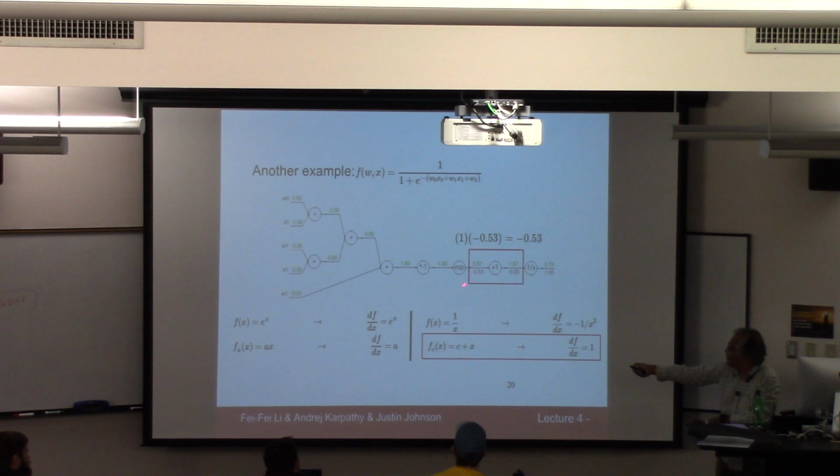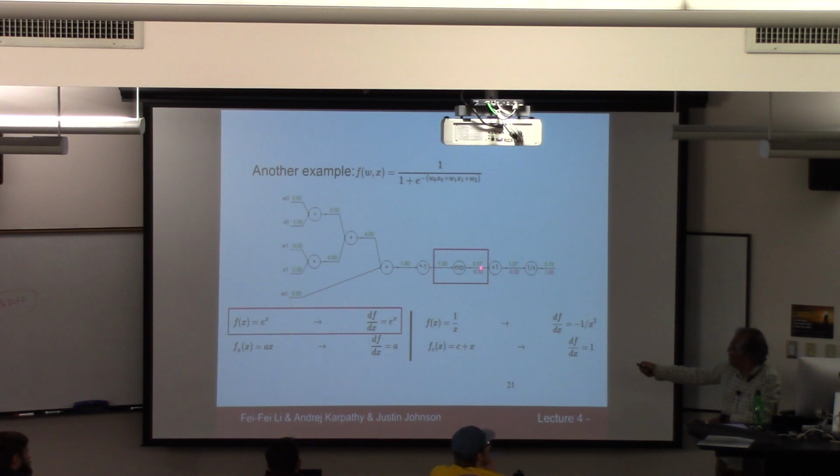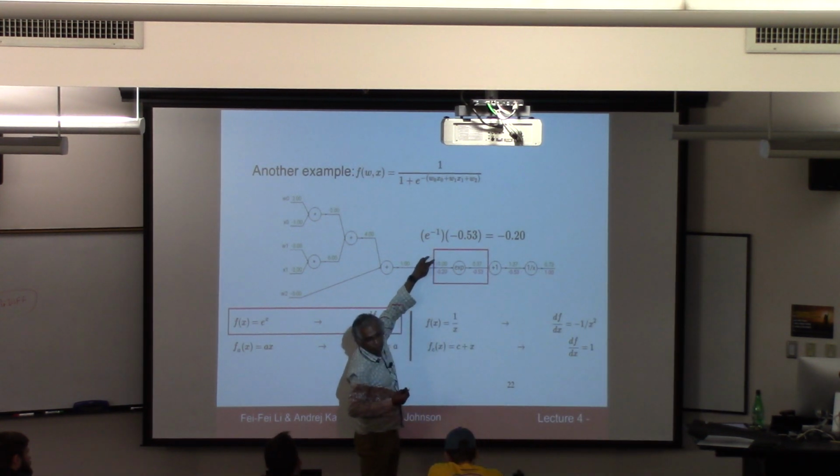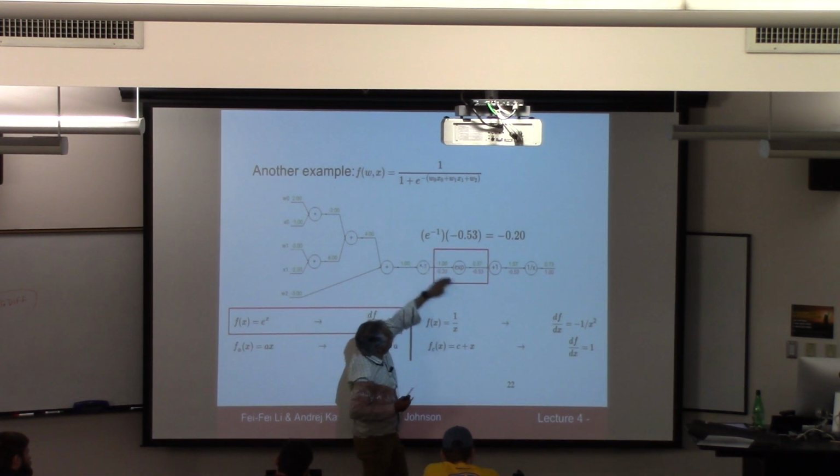Then I have e power x. For e power x, we know that the e power x differential is e power x. So I will take minus 0.53 and multiply by e power x. That will be e power minus 1, because remember, the x is minus 1. E power minus 1 times minus 0.53 is minus 0.20.